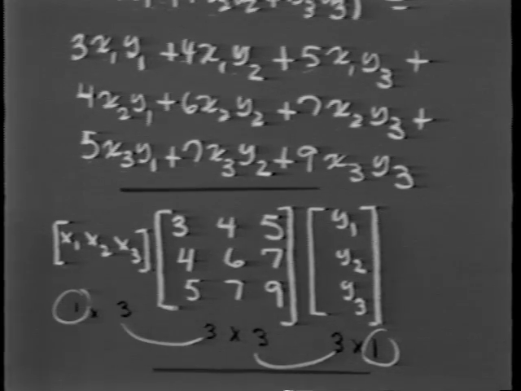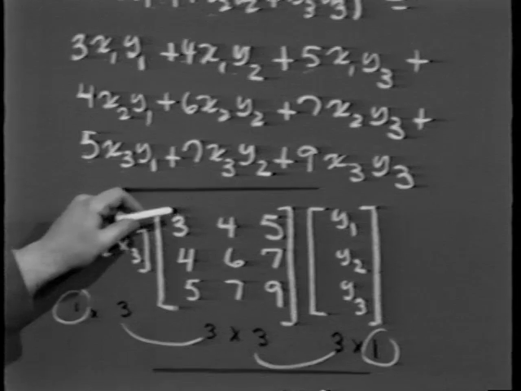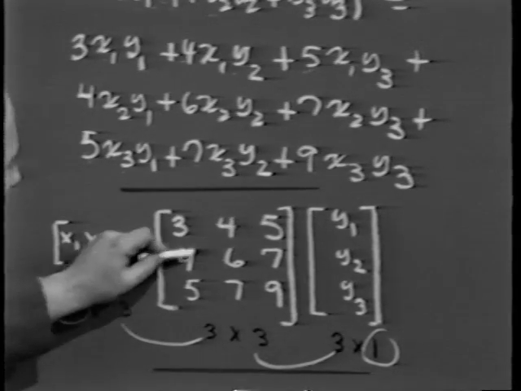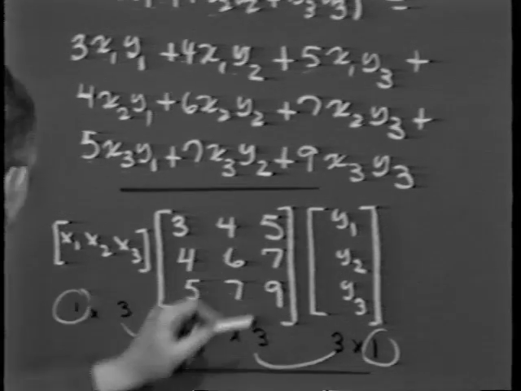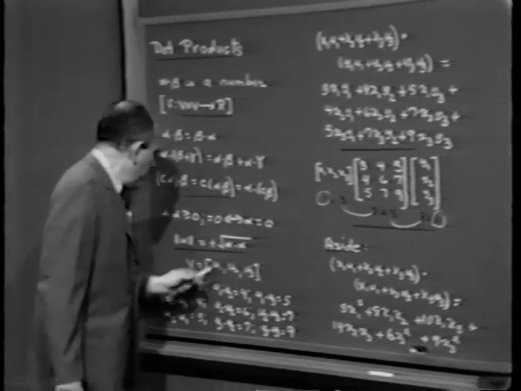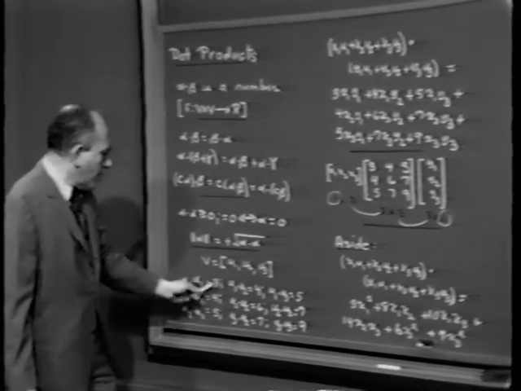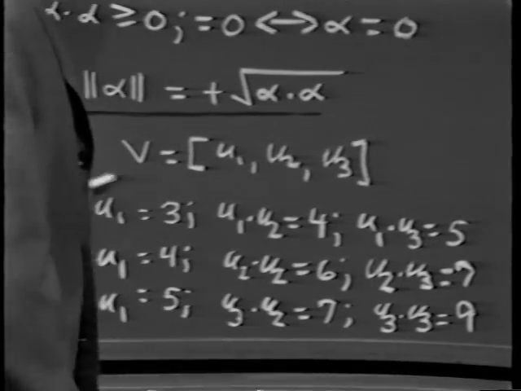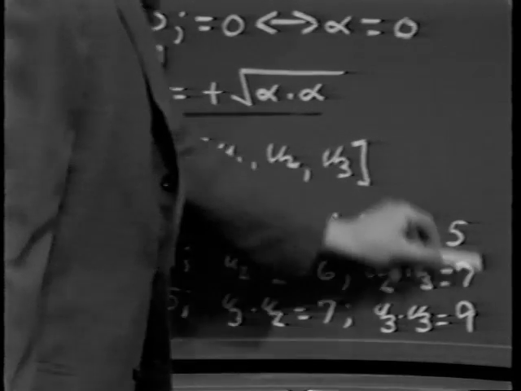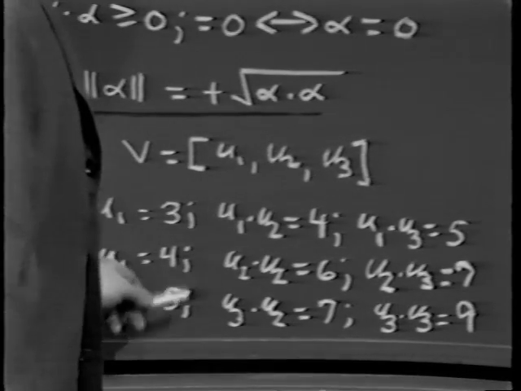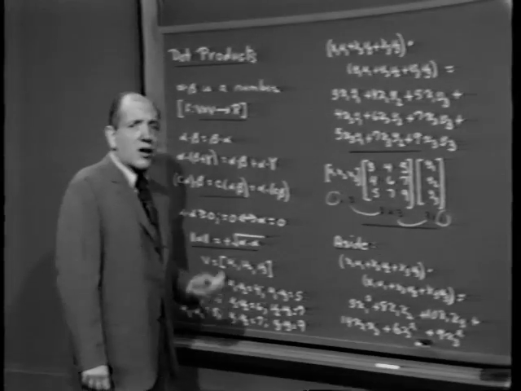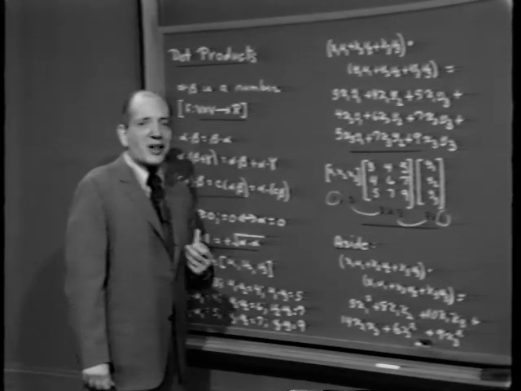u sub j. Without meaning to belabor this point, let us notice that the array here, 3, 4, 5, 4, 6, 7, 5, 7, 9, is precisely the array that we had over here, 3, 4, 5, 4, 6, 7, 5, 7, 9. This is what we mean when we talk about the matrix of the dot product. It's the array of how the basis vectors look when you dot them with one another.